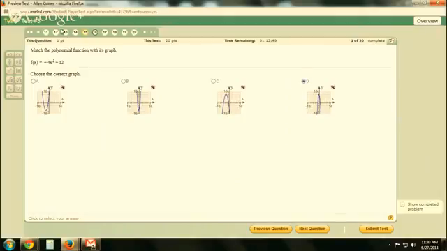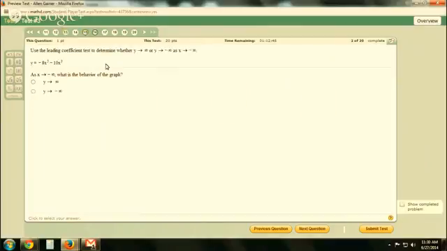Now, one other thing for us to think about, a little bit more complex. When we're using the leading coefficient test, we want to determine which way y is going as x goes to -infinity. Now, when it says x goes to -infinity, that's just a fancy way of saying the left side of the picture. X goes to -infinity is the left side of the picture.